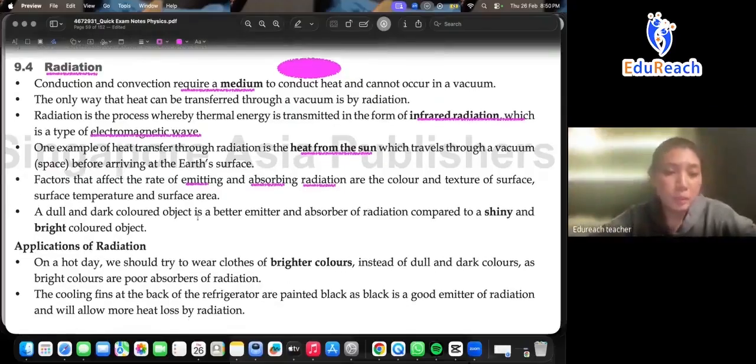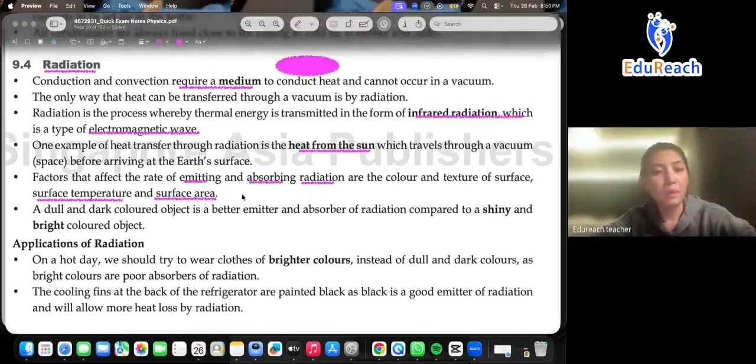Surface temperature is also going to affect the rate of radiation. I think this one's pretty easy to understand. Surface area, also important. Usually the questions are set based on color and texture, but do also note that surface temperature and surface area will also affect the rate of emitting and absorbing radiation.